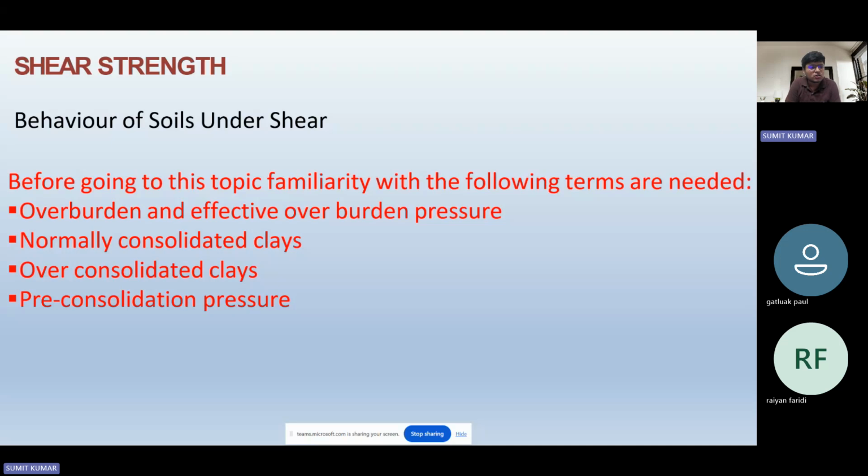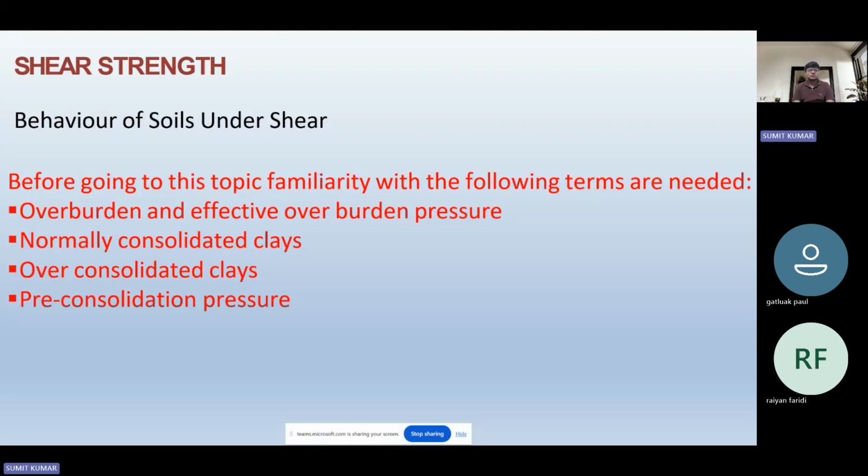Okay, so now we are talking about the behavior of soil under shear. Before going to the topic, familiarity with the following terms is needed to understand it. First is the overburden and effective overburden pressure. Second one is the normally consolidated clay.